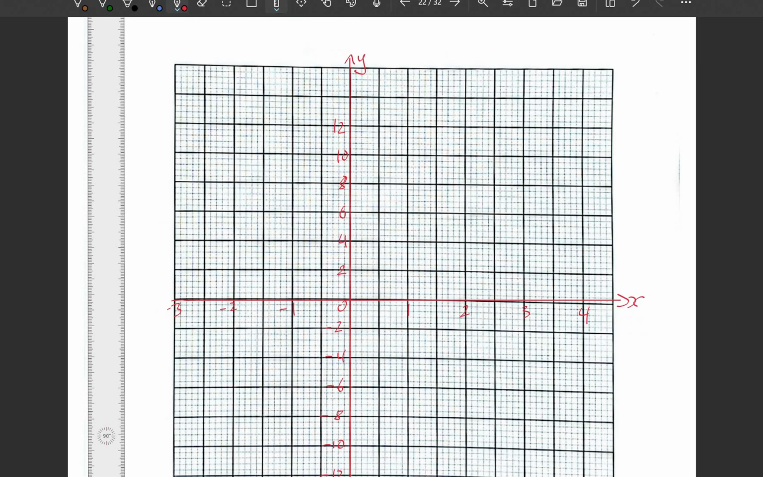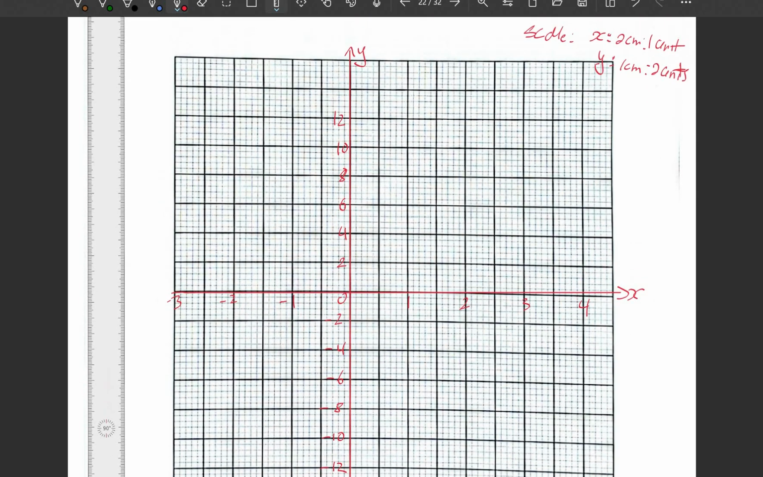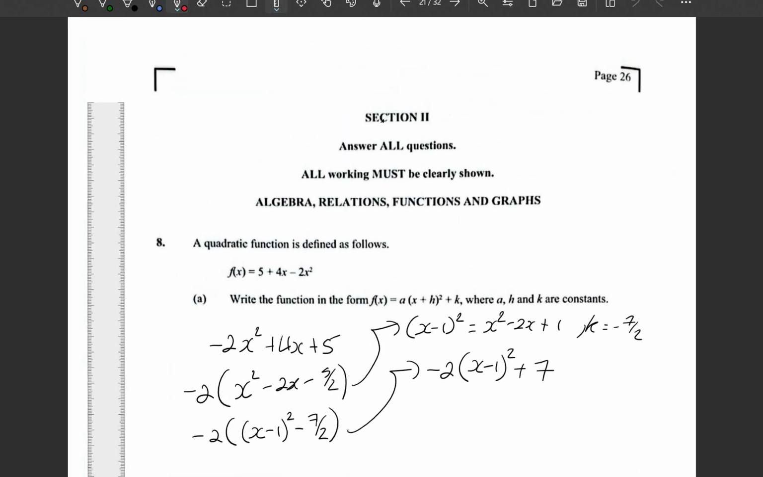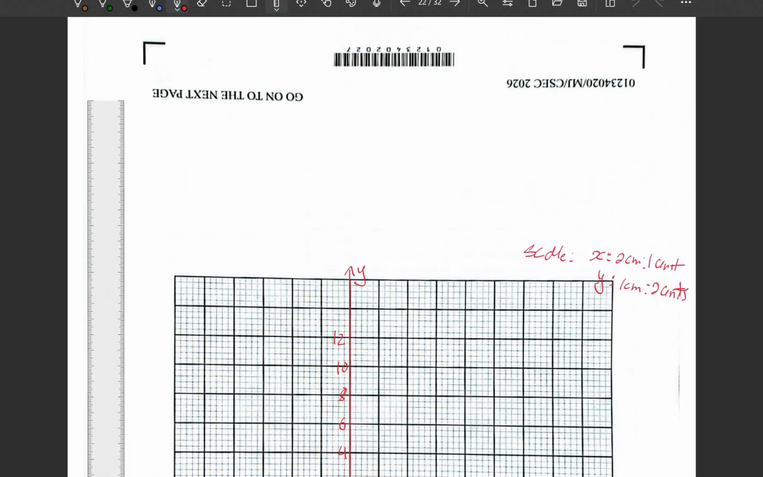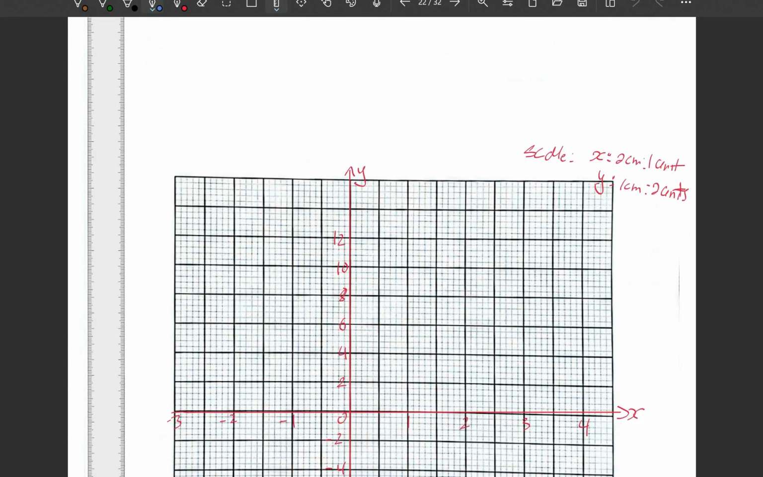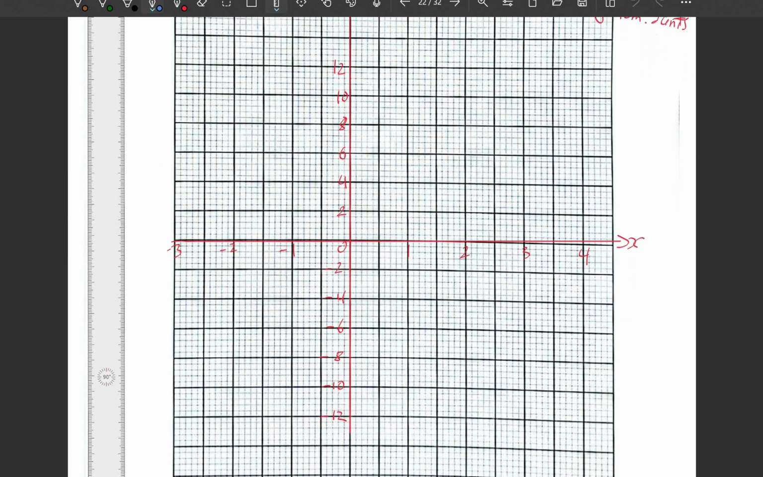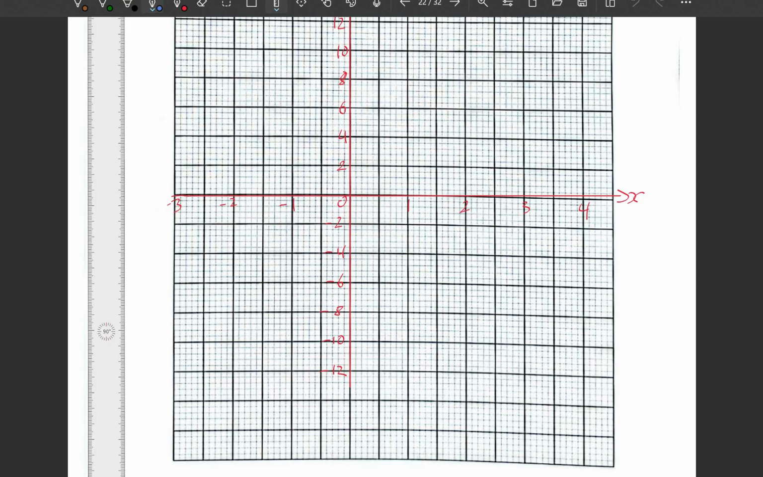Right, let's mark in our scale. So scale x would be 2 cm to 1 unit, and the y would be 1 cm to 2 units. Right, so now that we have our scale, we have our axes marked, let's mark in some points. So the first point is going to be minus 2 on the x, minus 11 on the y. I'll use this blue here. That's minus 2, minus 11 would be right at this point here.